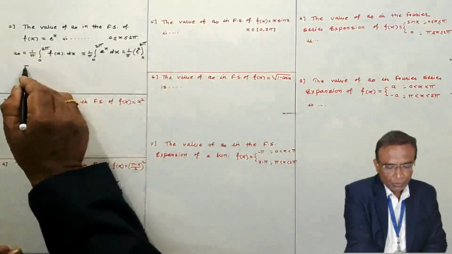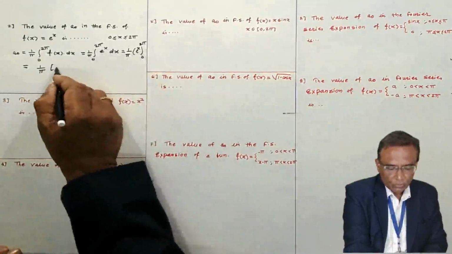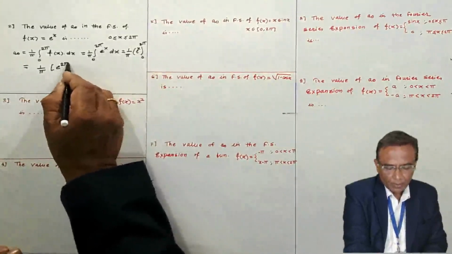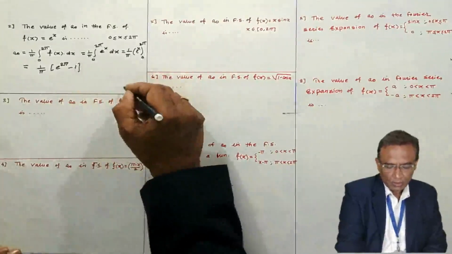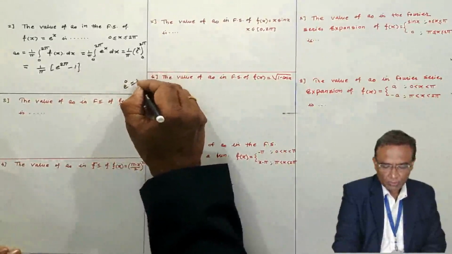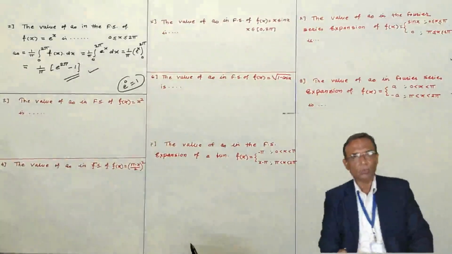Put upper limit and lower limit, 1 by pi, put x equal to 2 pi, minus e raised to power 0 is 1. Okay, e raised to power 0 is what? 1. Therefore, this is the value of a0.